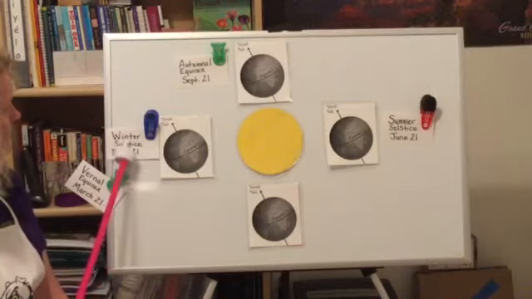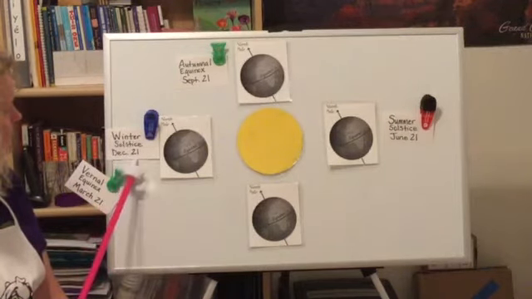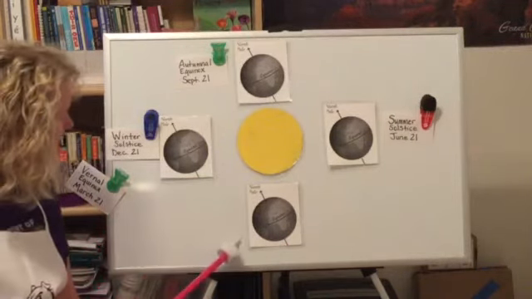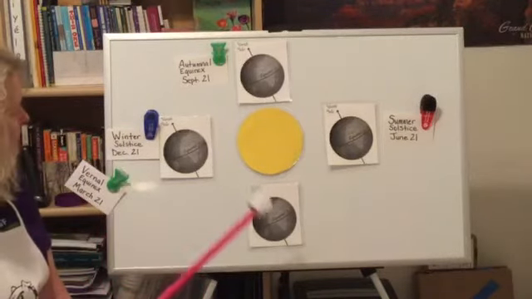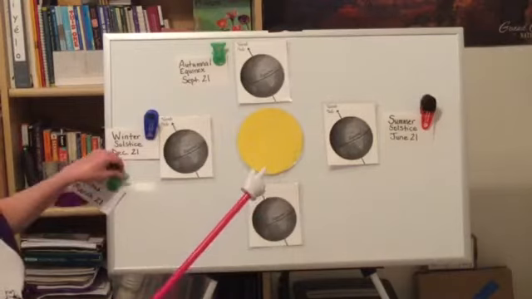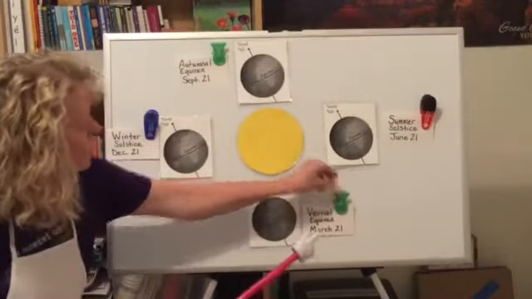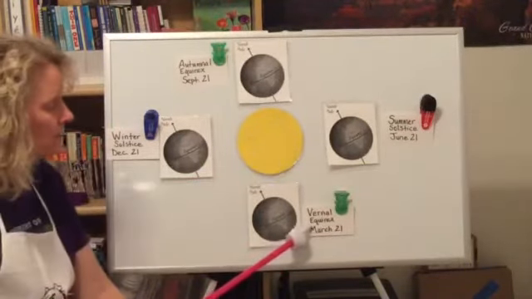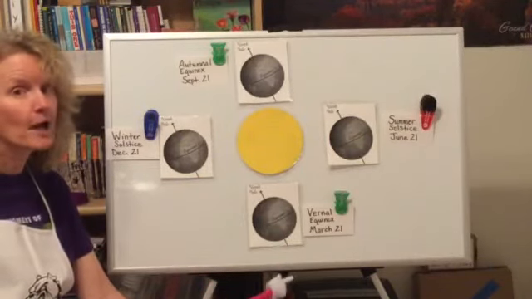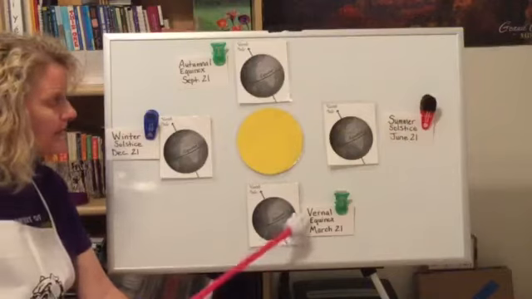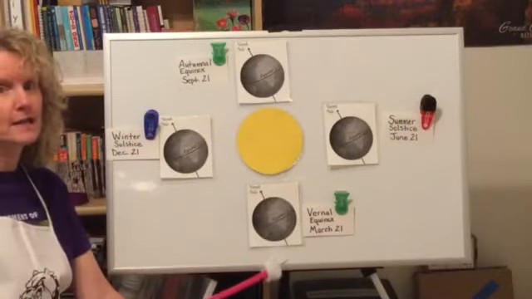Okay, so after our winter solstice on December 21st, 3 months later, what season comes after winter? Spring. So we have our vernal equinox on March 21st. Guess what day is coming up on Saturday? The vernal equinox, the first day of spring.